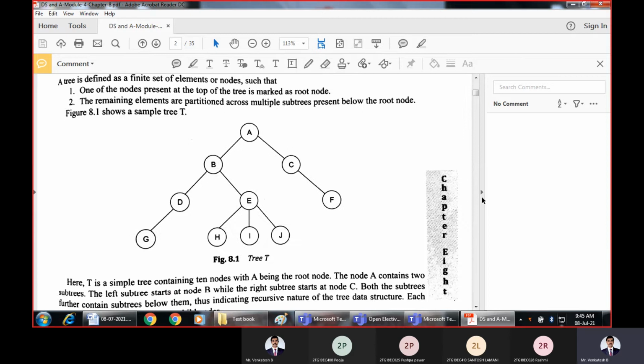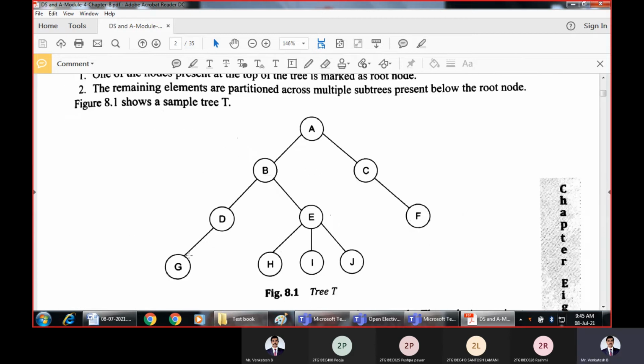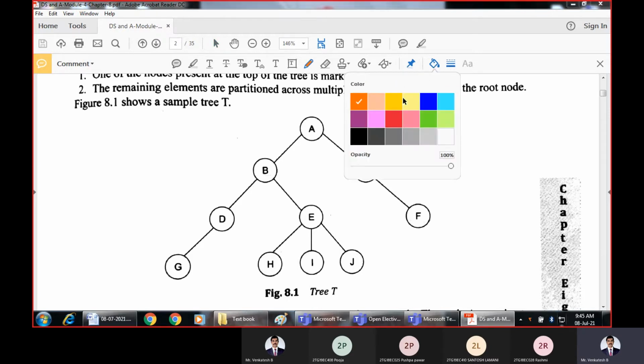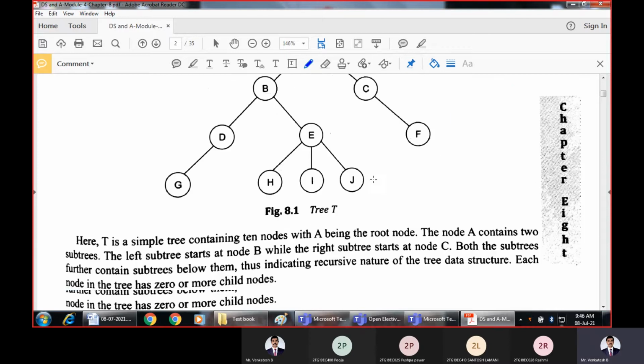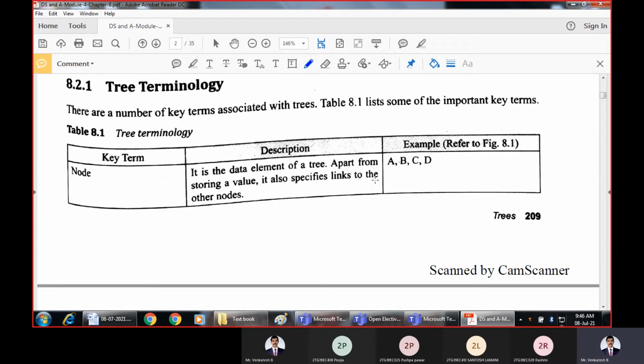This is what we have seen. And there are some nodes which are present at the bottommost level of the tree. They are called leaf nodes, and leaf nodes will not have any children. Right?